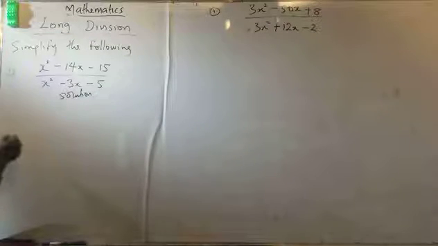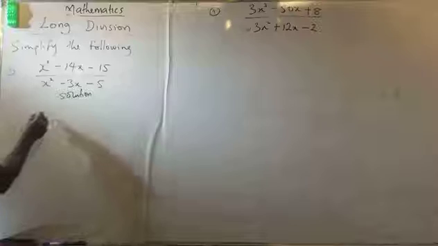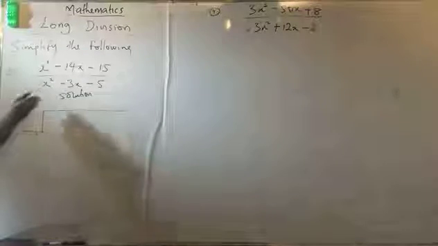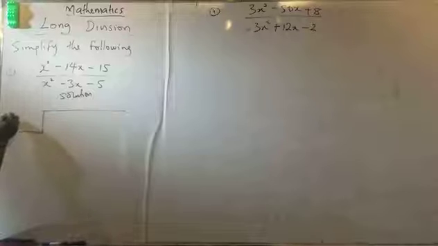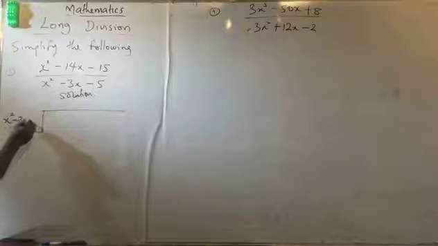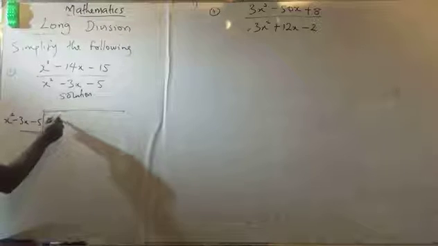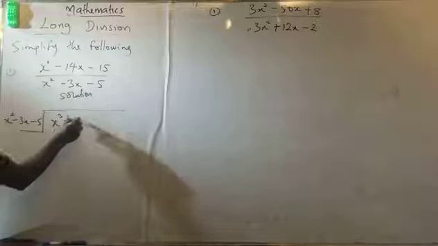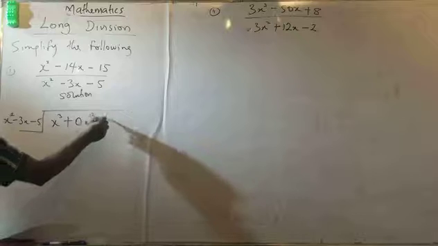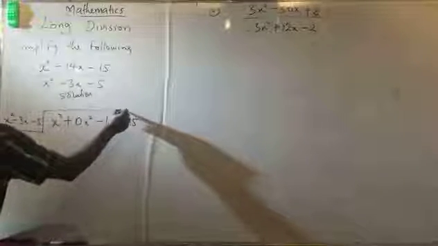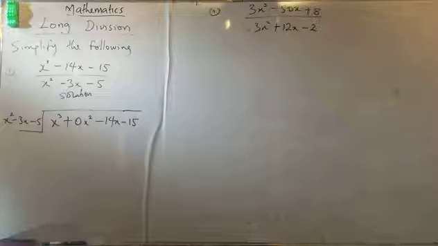Now, I want to express myself now. I want to make it of this. Now, my divisor, x squared minus 3x minus 5. My dividend will now be x cubed plus 0x squared minus 14x minus 15. I think it will be fine like this. Now, how do I go about this thing?